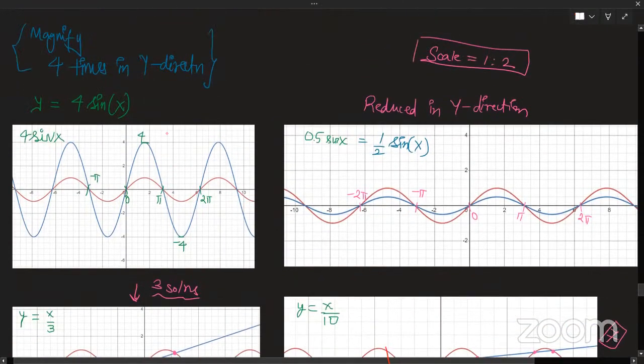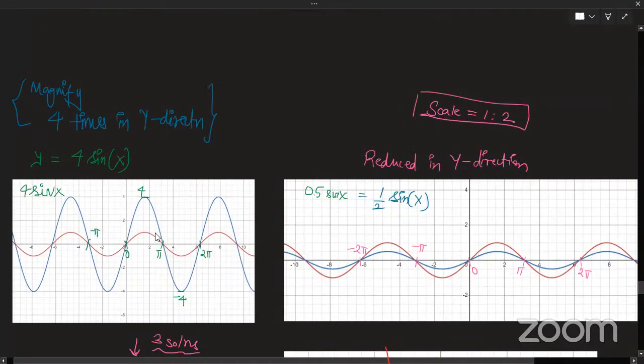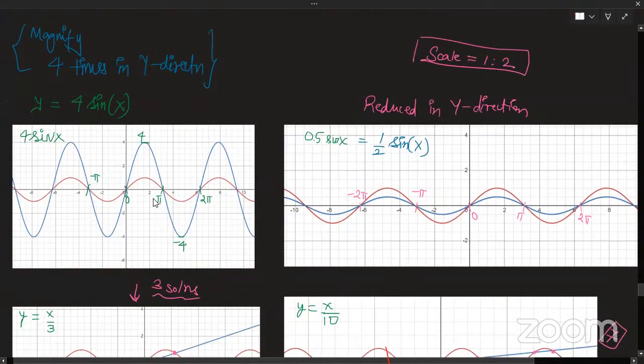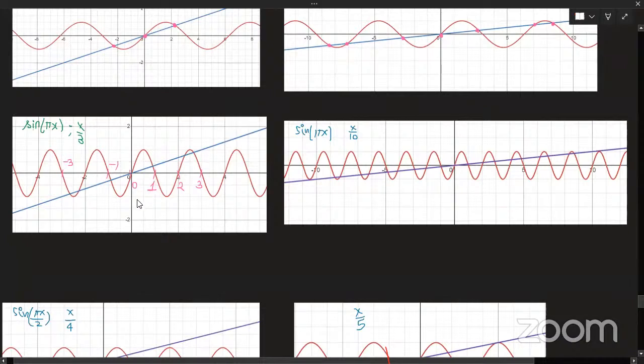Because I have reduced my factor by pi. See, if I reduce my factor by 2, it will be pi by 2. If I reduce my factor by 3, it will be pi by 3. So similarly, if I reduce my factor by pi, it will be pi divided by pi. What is pi divided by pi? 1. Correct. So now I have taken x by 3. This is my line y is equal to x by 3. So 1, 2, 3, 4, 5, 6, 7 solutions.